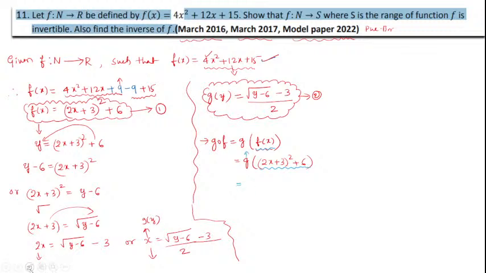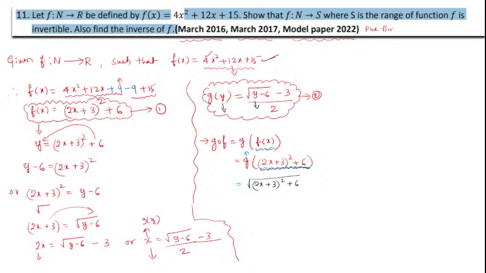Next, this is in the format of g of something, right? That is g of y, see what is there here. G of y is equal to root of y minus 6 minus 3 divided by 2, right? So wherever y is there, you have to write 2x plus 3 whole square plus 6. So we'll go for this, that is root of y. So y is nothing but your 2x plus 3 whole square plus 6. This is your root of y value.